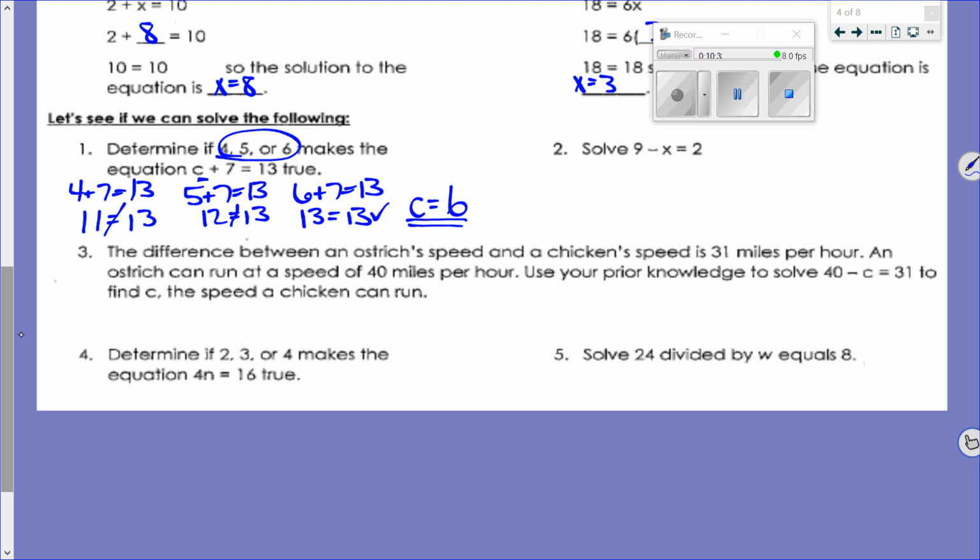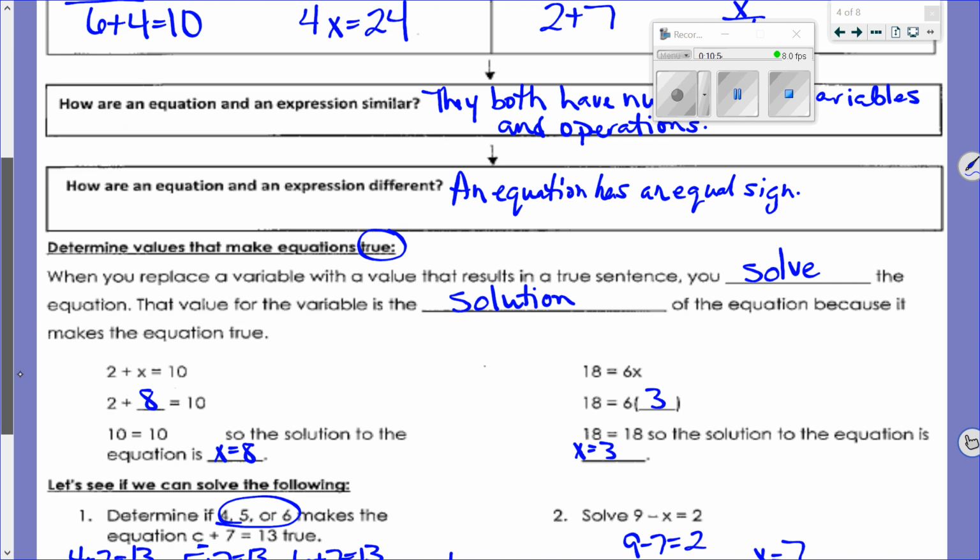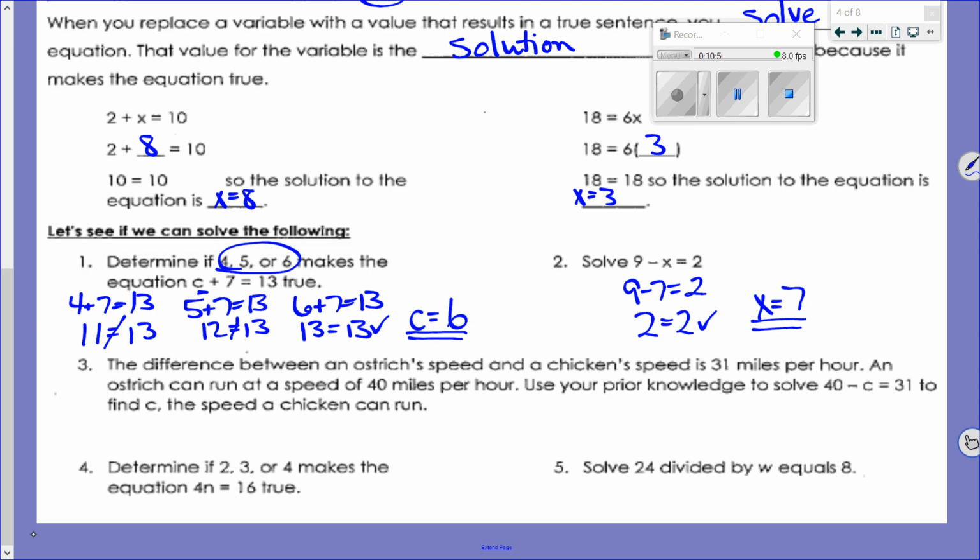Okay, our next one, we're just going to do some mental math. 9 minus some number equals 2. What number do you think would go in there? 7, so let's try it. So 9 minus 7 equals 2. What's 9 minus 7? 2 equals 2. Check. So my solution is x equals 7. Showing you the examples on what you're supposed to do on these. Again, the big one being, if they show more than one number, we need to do them all.